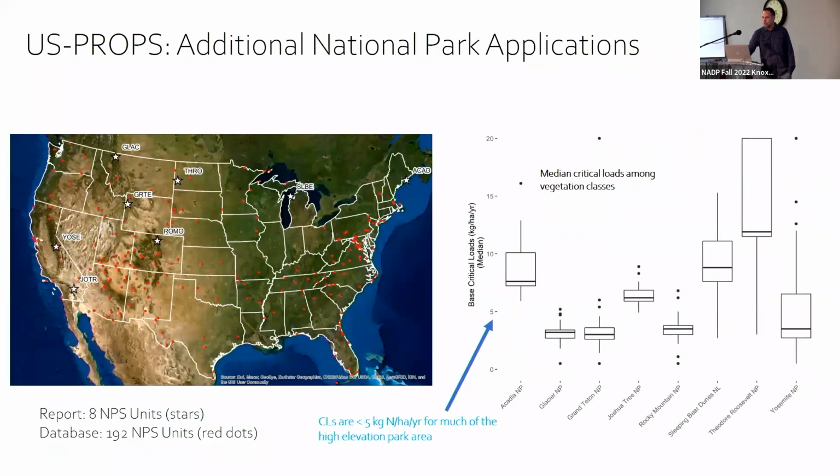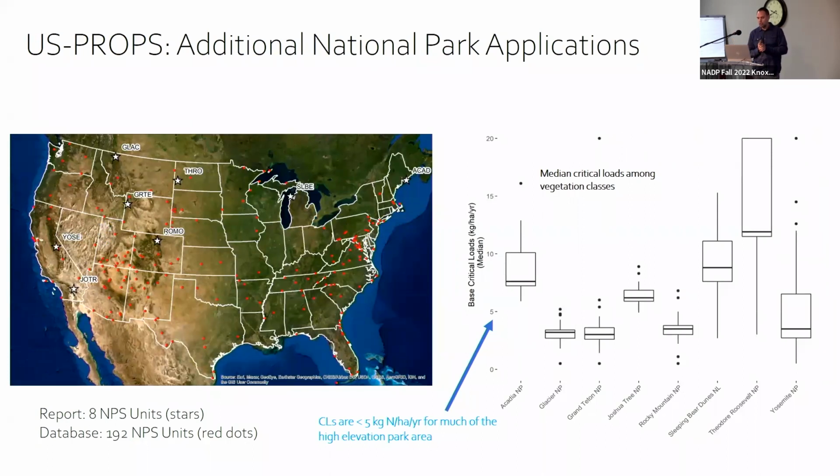We're currently working on extending these PROPS applications across 8 focal park units, and that's being written up as a report right now. We're also developing a database that will include results for 192 additional parks. We'll have critical loads in that database, and we'll also have these changes in the occurrence probability. I'll show those on the next slide.